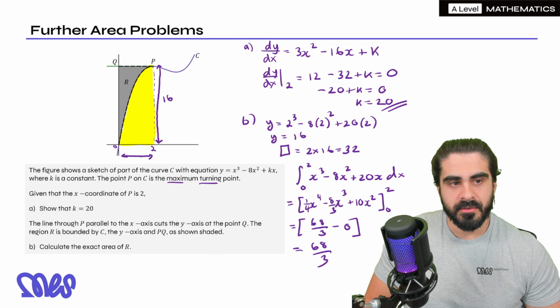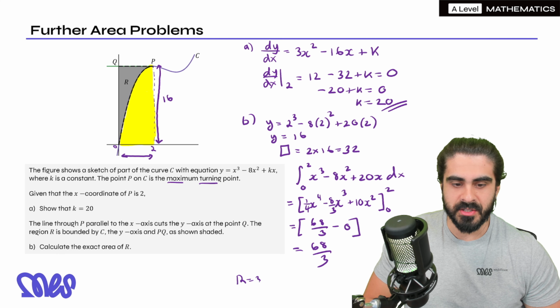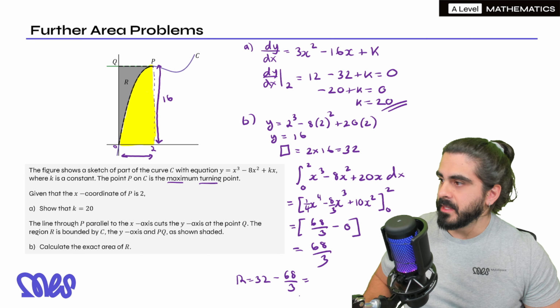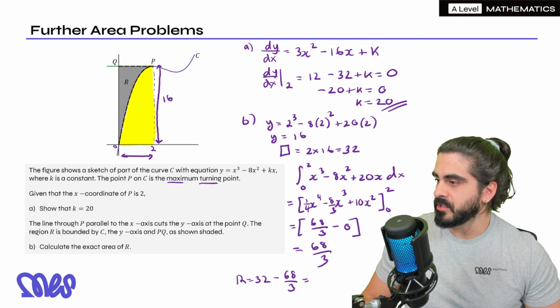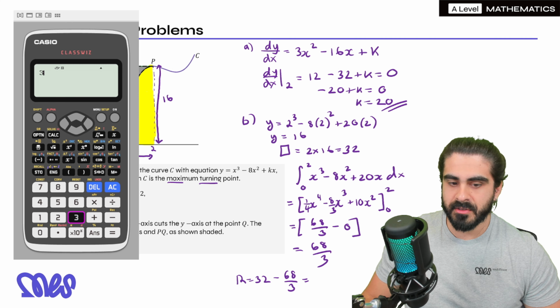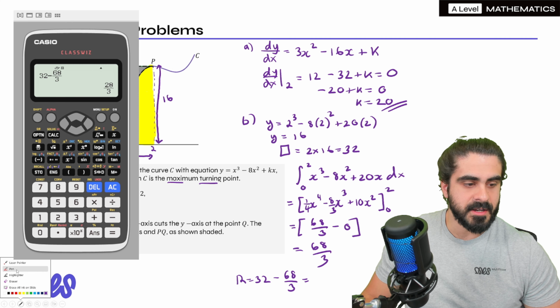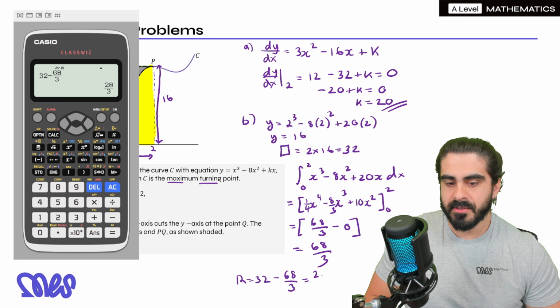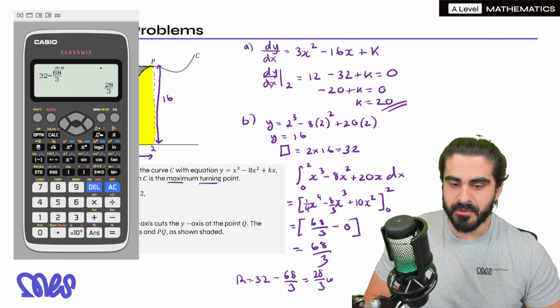Now finally, to work out R, remember we're doing the rectangle minus the shaded area. So we're going to do the rectangle's area, which is 32, subtract 68 over 3, and then doing that on our calculator just to avoid any silly mistakes. Leaves us with 28 over 3, and that is our final answer, units squared.